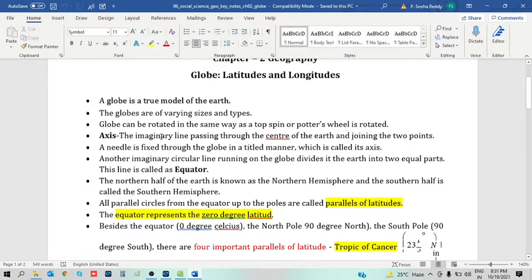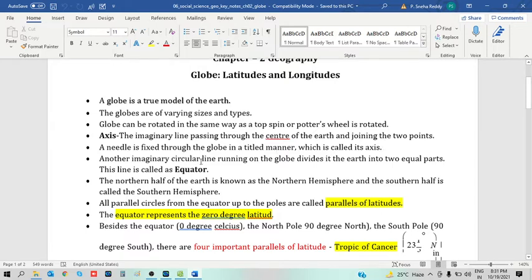Axis: the imaginary line passing through the center of the earth and joining the 2 points. Axis means the imaginary line passing through the center of the earth, joining the 2 points, from west to east. The needle is fixed through the globe in a tilted manner; that's the axis.